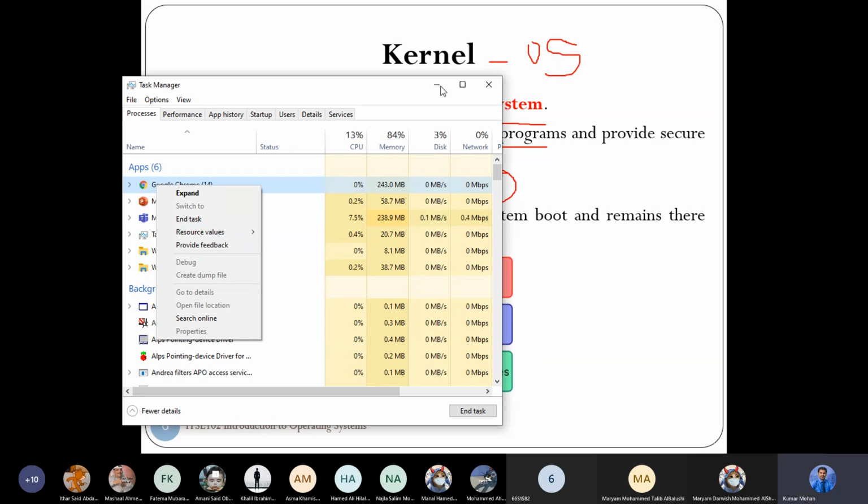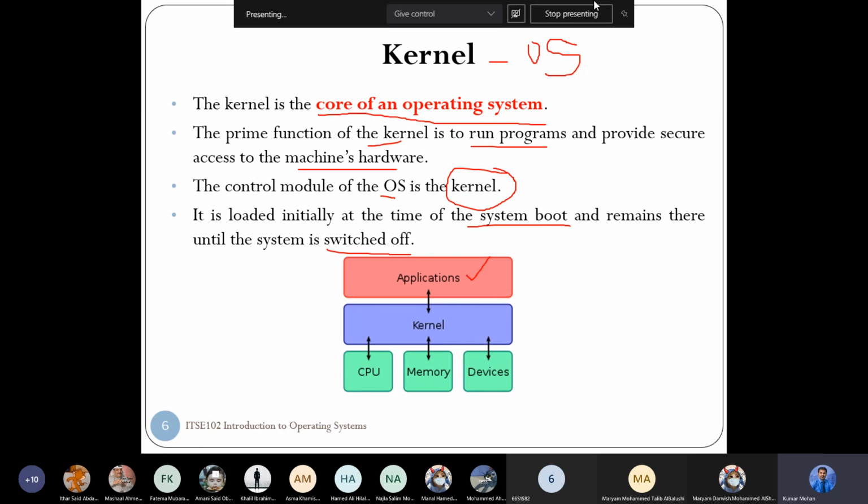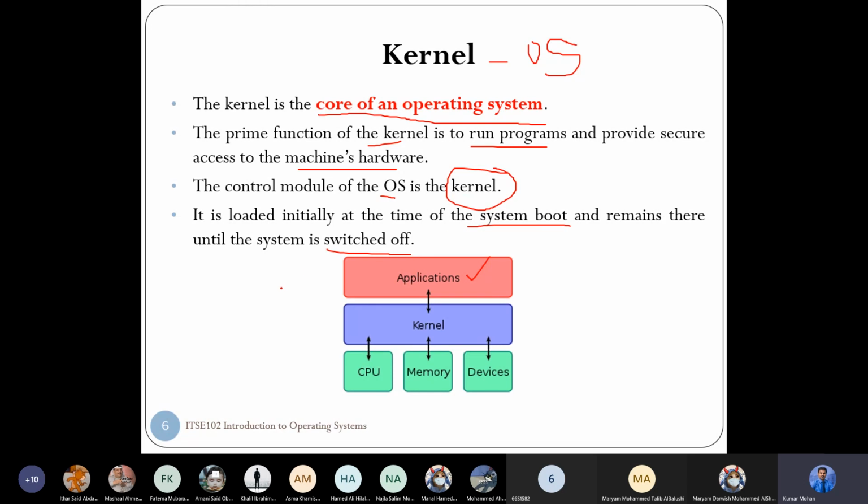So who controls all those things? Do you think it is the operating system? No. Inside the operating system we have the kernel. It controls everything. It is loaded initially at the time of the system boot, and remains there until the system is switched off. As soon as you start the system till you shut down the system, the kernel will be there.